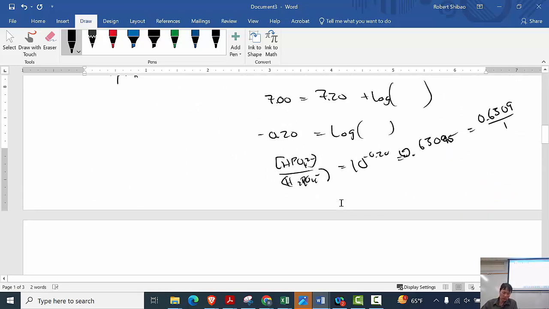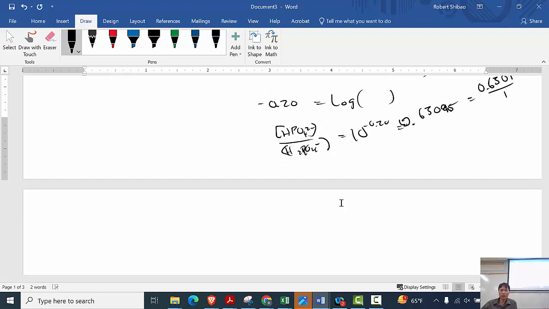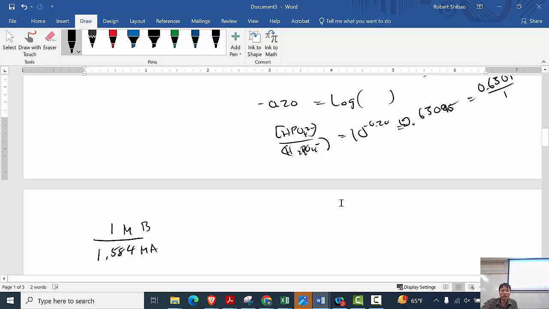I'm going to invert this ratio. If I invert that ratio, then what I'm going to get is this. I'm going to need, for every 1 part of base, 1.584 parts of acid. And so 1 molar base to 1.58 molar acid. This will work. And so just anything that has the same ratio is fine.